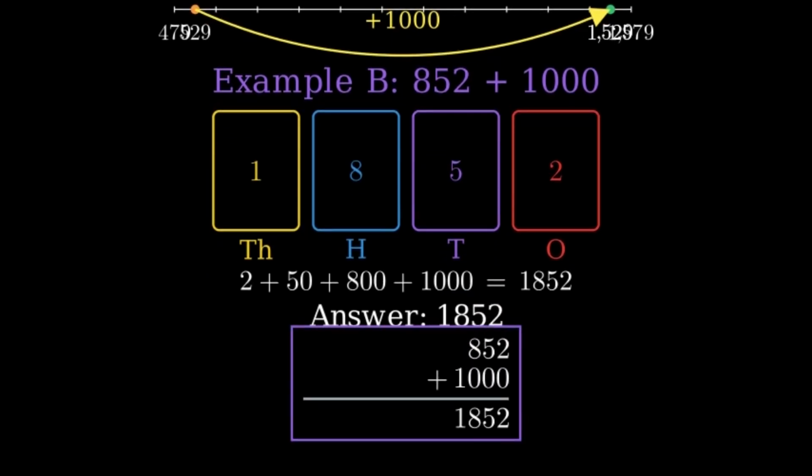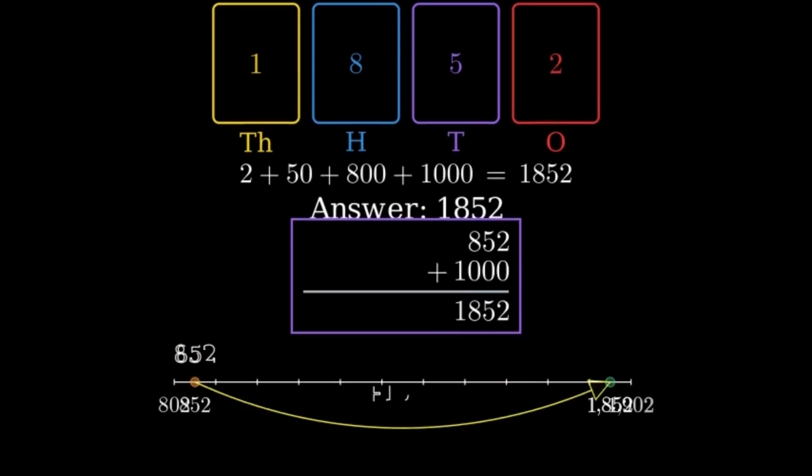Method 2, vertical algorithm. Line up the digits and add down each column. 2 plus 0 is 2 in the ones. 5 plus 0 is 5 in the tens. 8 plus 0 is 8 in the hundreds. 0 plus 1 is 1 in the thousands. There is no carrying needed, and we read 1,852.